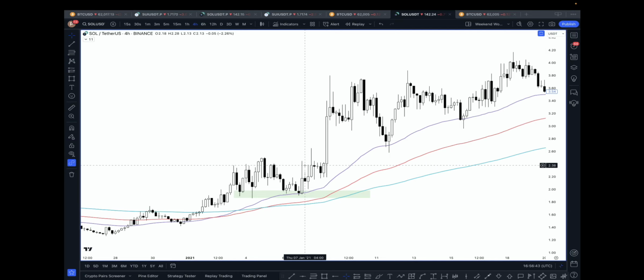A lot of people like to say, well, I'll buy the pullback into support. You have to find a way of defining support that's completely objective.